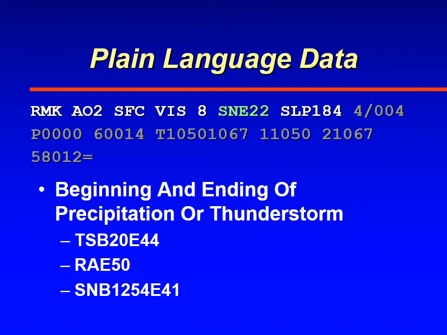Other things they'll put in the plain language is the beginning and ending of precipitation or thunderstorms. And this is always minutes after the hour. So examples here, TSB 20 means thunderstorm began 20 minutes after the hour and ended 44 minutes after the hour. RAE means rain ended 50 minutes after the hour. And SNB means snow began at 12:54 and ended at 41 minutes after the hour.